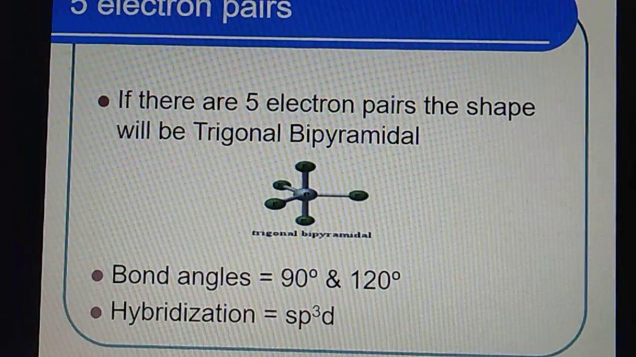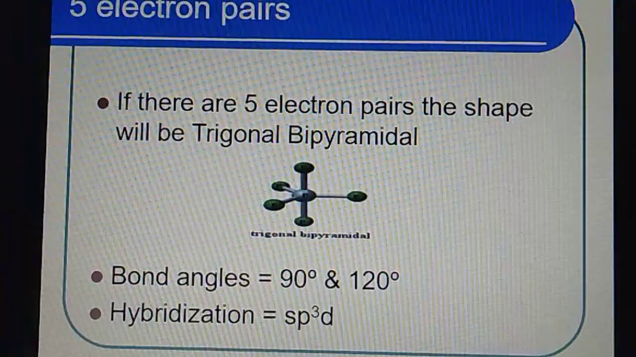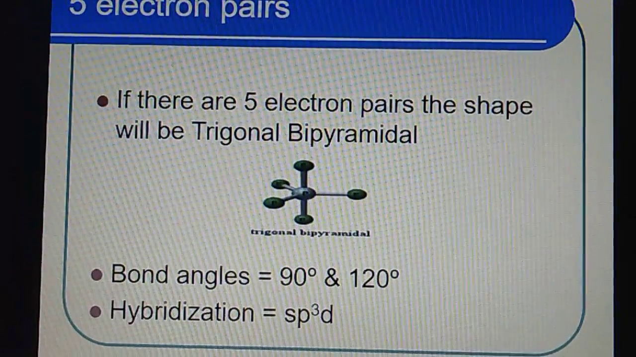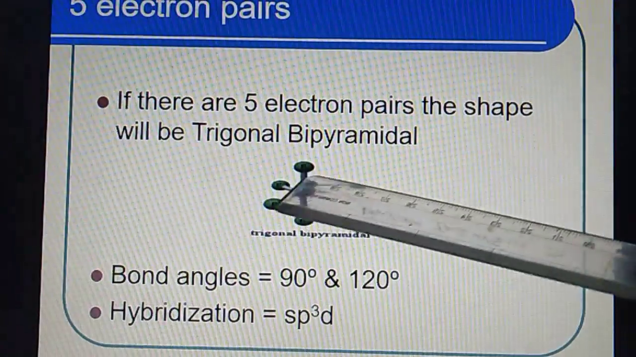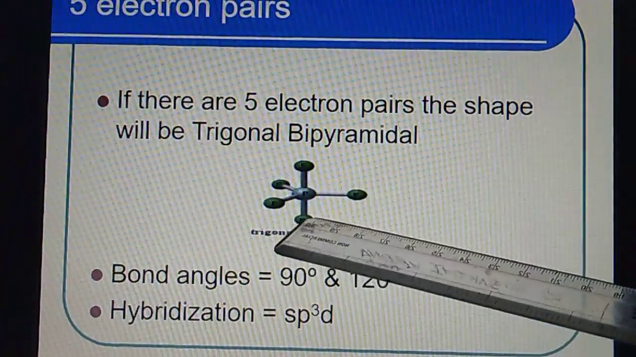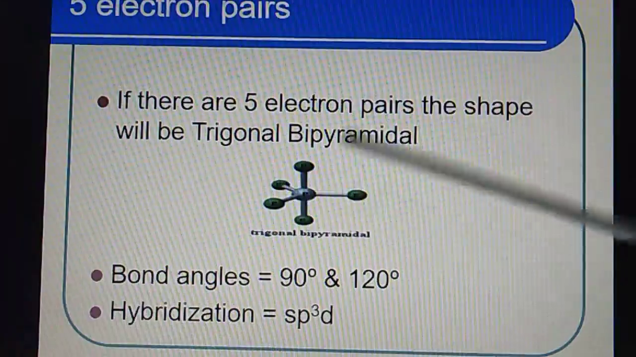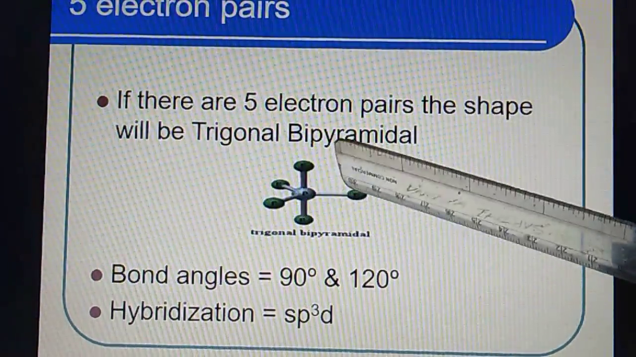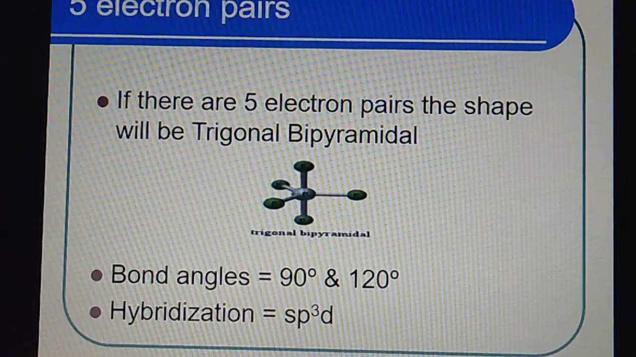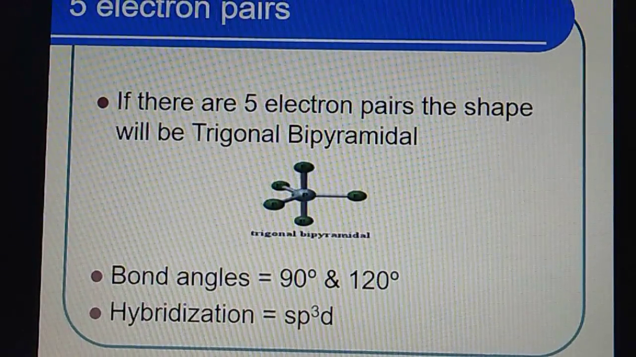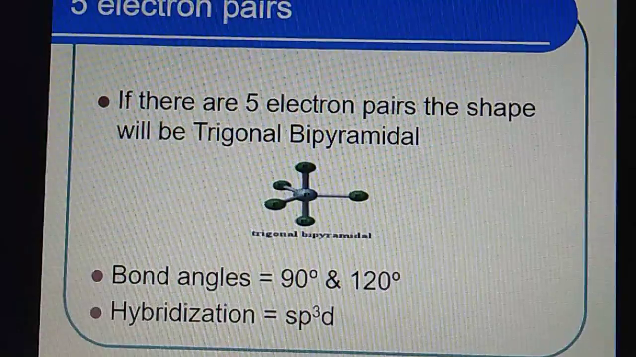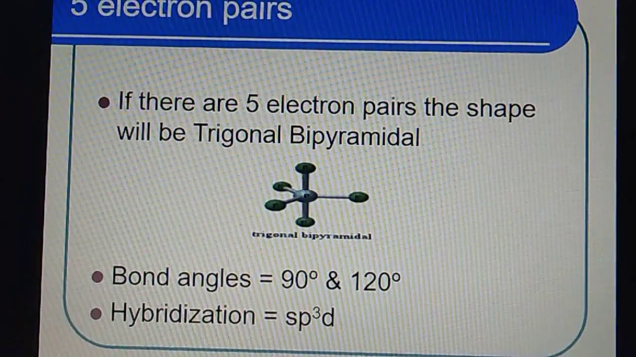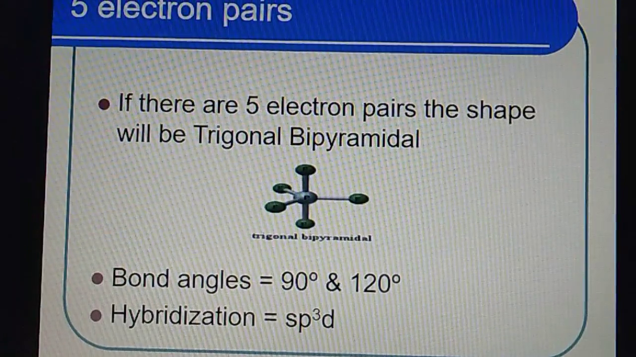If it is the case of 5 electron pairs, student, the geometry will be trigonal bipyramidal, and the bond angle will be 90 degrees. What is 90 degrees, student? These atoms are the axial atoms, top and bottom, and these 3 atoms are equatorial atoms. Between axial and equatorial there will be 90 degrees, between equatorial and equatorial 120 degrees. The hybridization will be sp3d. So this is the distribution in case of 5 electron pairs, and the shape will be trigonal bipyramidal.